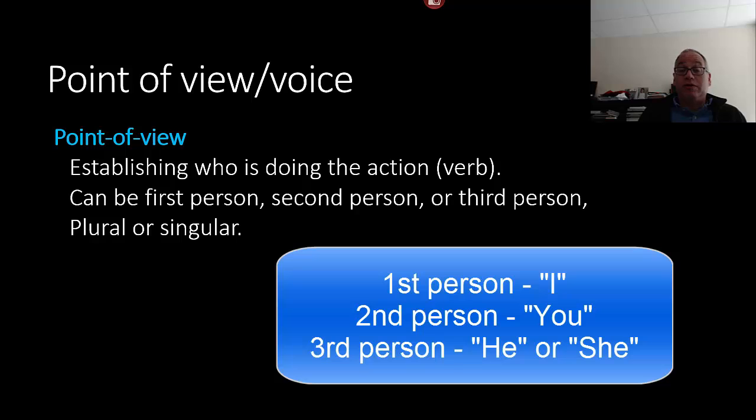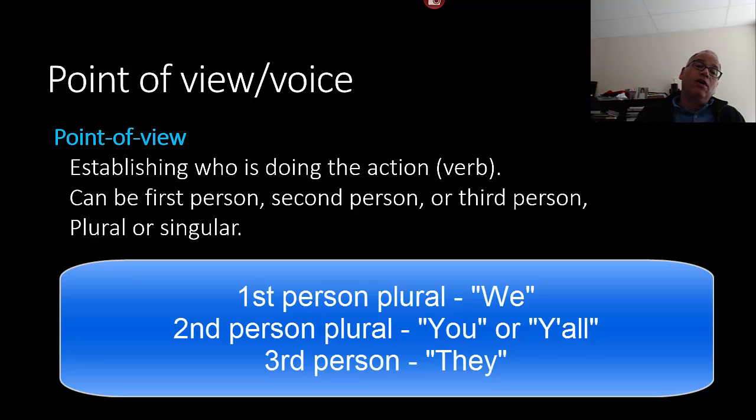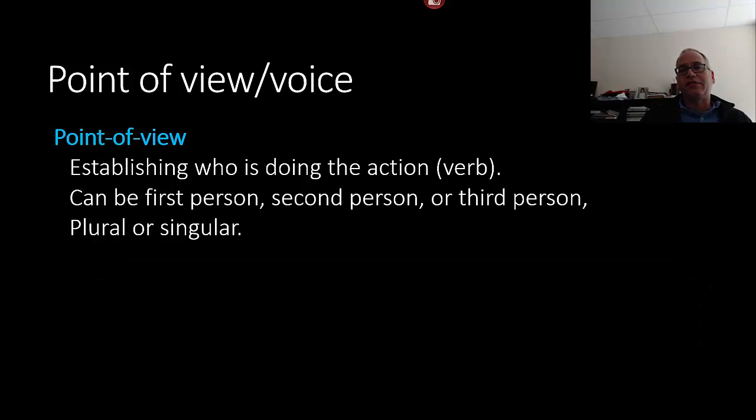You could be the first person, i.e. I, second person, you, third person, he or she. Plural or singular, plural would be we, you all, if you're in the South, or them. But the point of view in most sentences that you write should be clear.